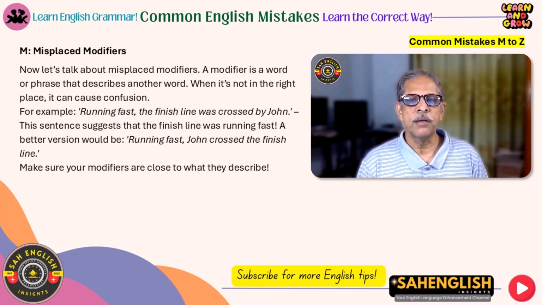For example, running fast, the finish line was crossed by John. This sentence suggests that the finish line was running fast. A better version would be, running fast, John crossed the finish line. Make sure your modifiers are close to what they describe.